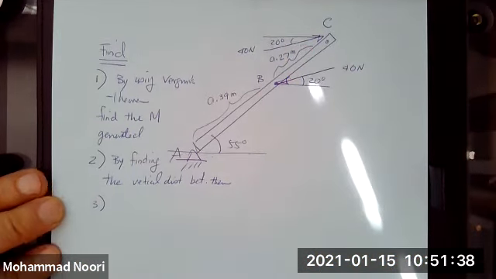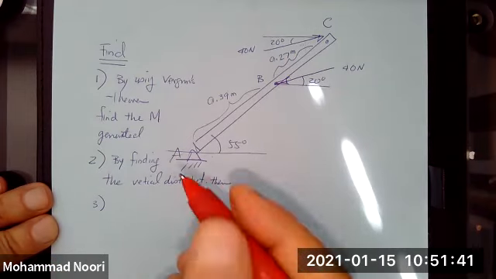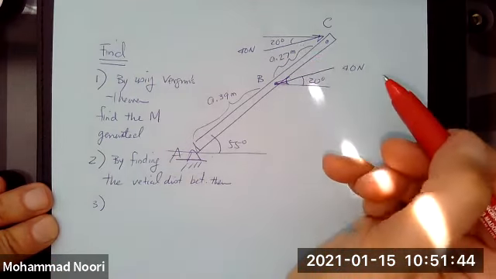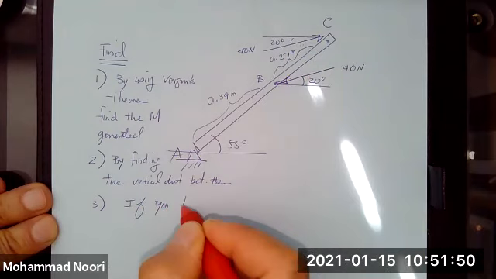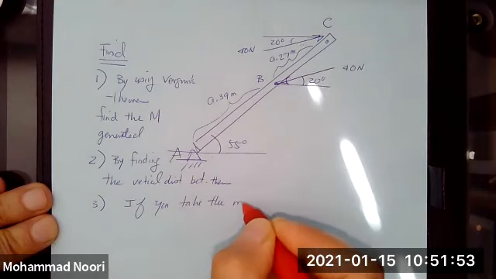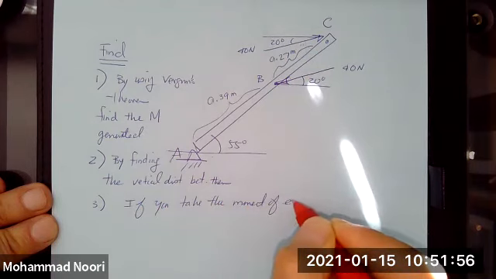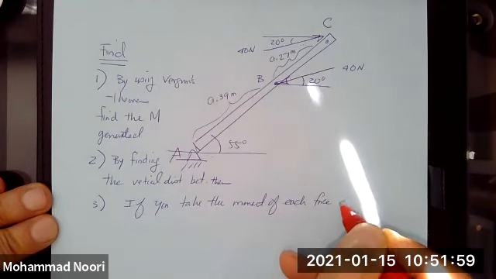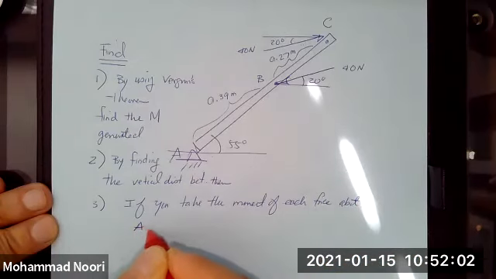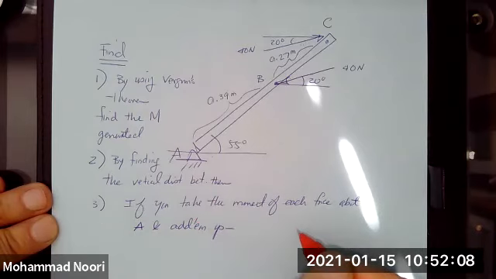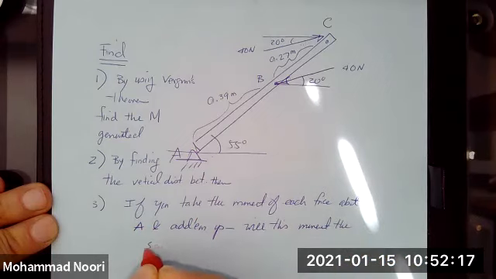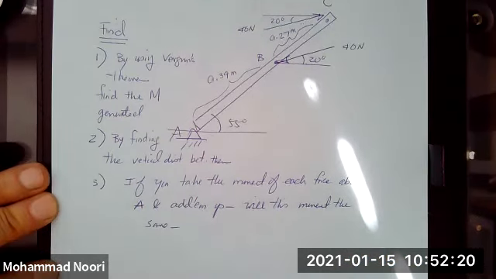Also, the problem wants you to try this out and demonstrate that since this is a free moment, if you take the moment of each force about point A and add them up, will this moment be the same? The answer is yes, but the problem wants you to prove that.